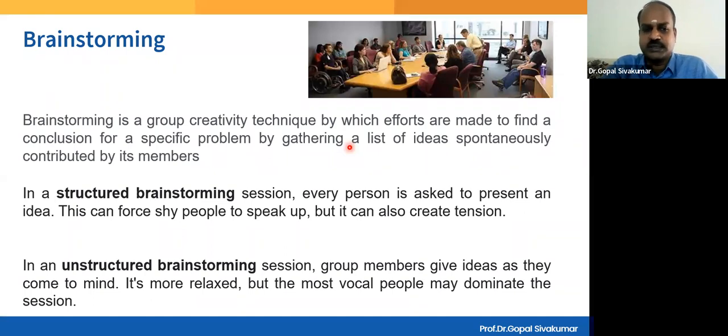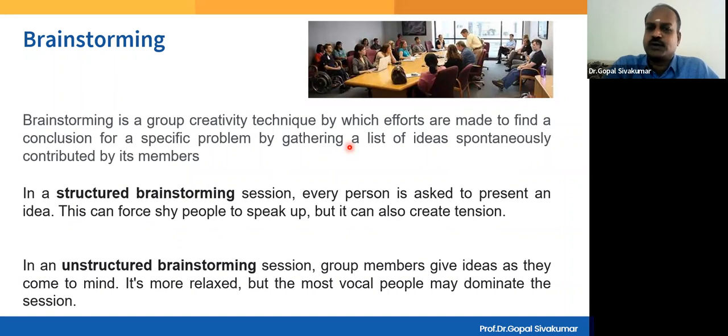And then you can conduct the brainstorming session either in a structured way or in an unstructured manner. Accordingly, the brainstorming is called structured brainstorming and unstructured brainstorming. Structured brainstorming means you are giving equal chance for everyone to participate. You are giving equal chance for everyone to speak about their views. And here the advantage is, since every person can speak, you are actually expecting everyone to contribute their views one by one, and the method is called structured brainstorming.